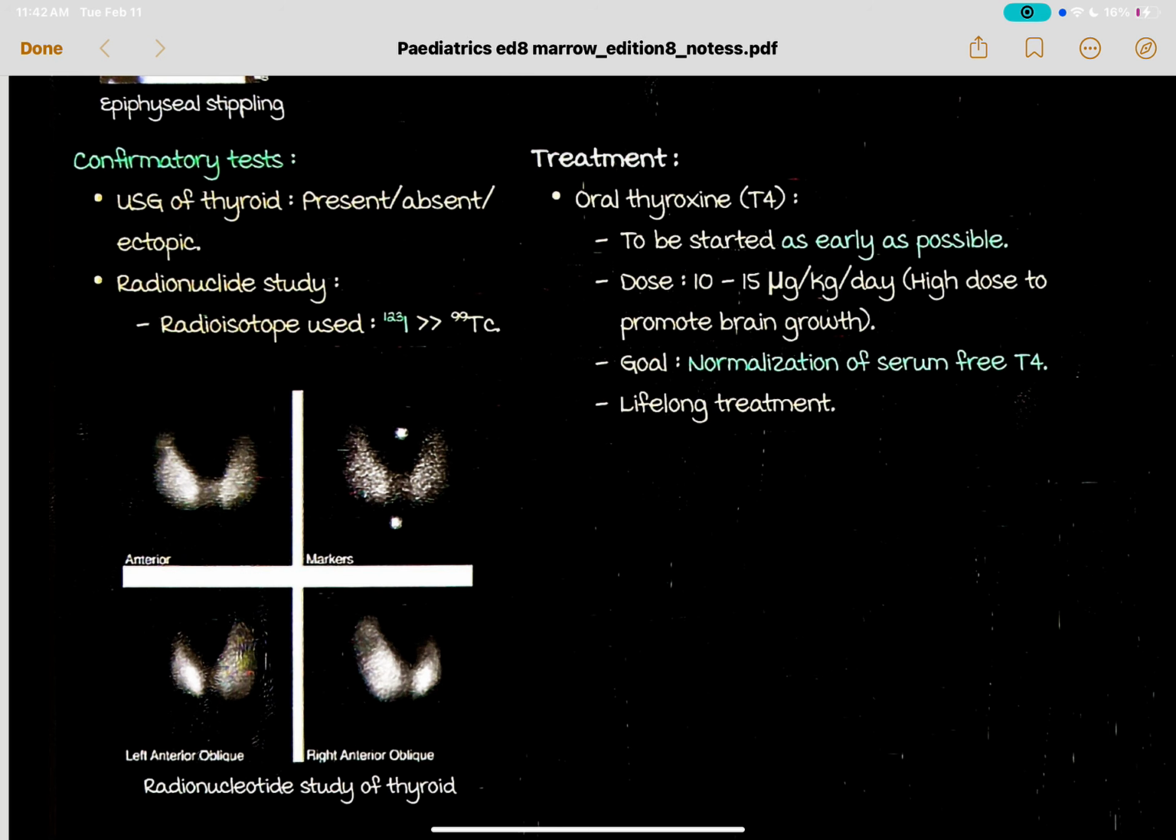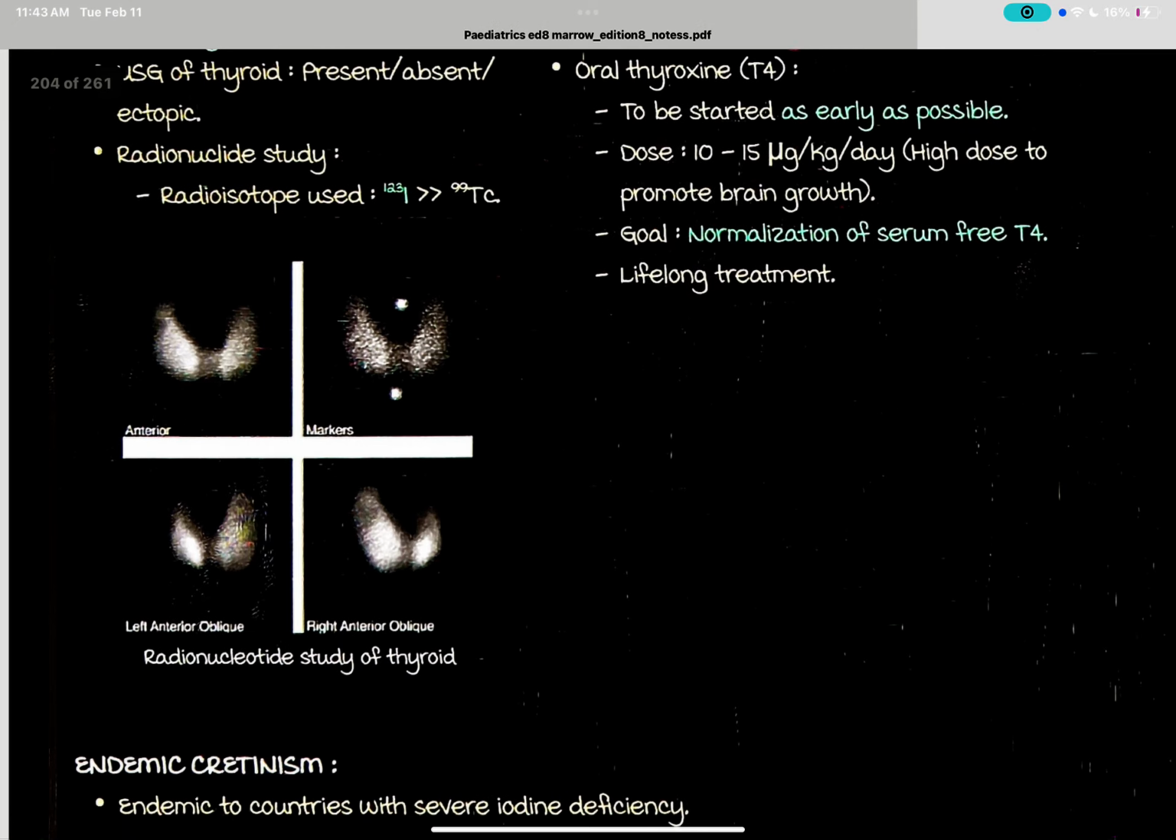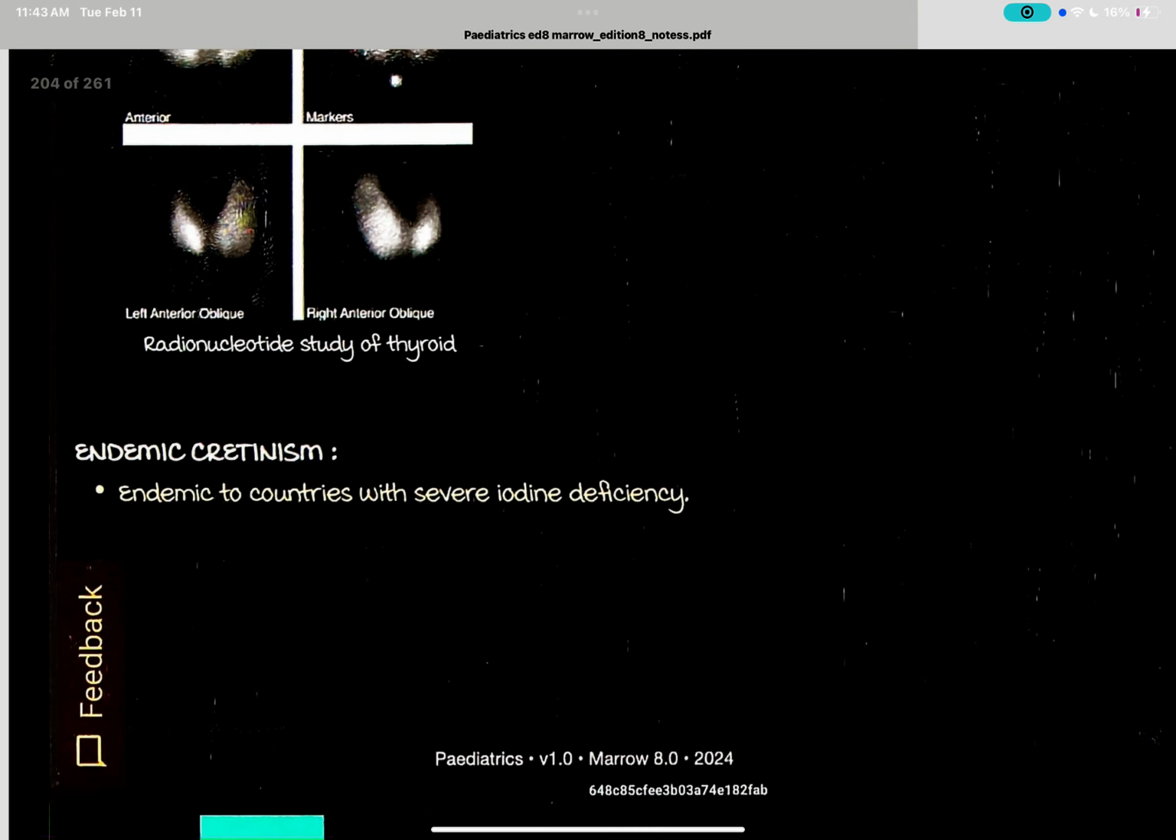Treatment: oral thyroxine T4, to be started as early as possible. Dose is 10 to 15 microgram per kg per day. High dose to promote brain growth. Goal is normalization of serum free T4, lifelong treatment.